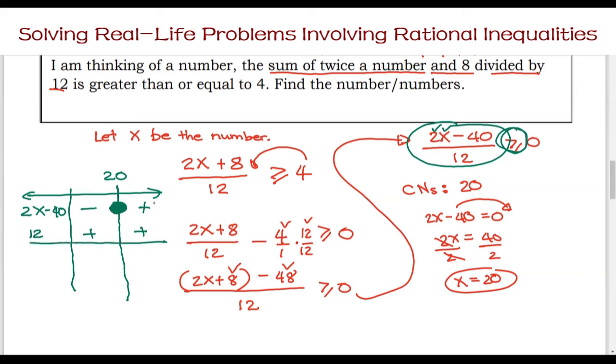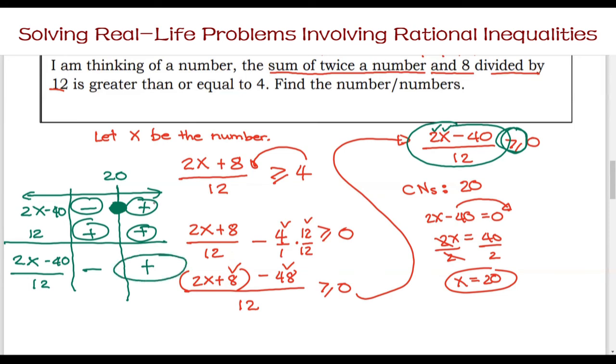So, now, ano yung ating rational expression? 2x minus 40 all over 12. So, you divide. What is negative divided by positive? Negative. Positive divided by positive, you will get positive. At ang gusto natin, maging greater than or equal to 0. So, ito ang gusto natin. So, itong portion na to, tuloy-tuloy na yan hanggang dito.